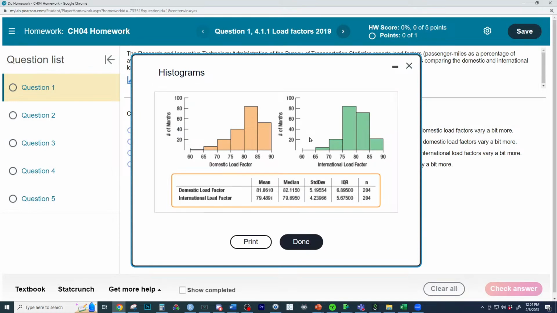Okay, so we get two quantitative distributions. They could have stacked these, that would have been nice. We have the mean, the median, standard deviation, the IQR, and the sample size. You've got an important note right here: n is sample size.